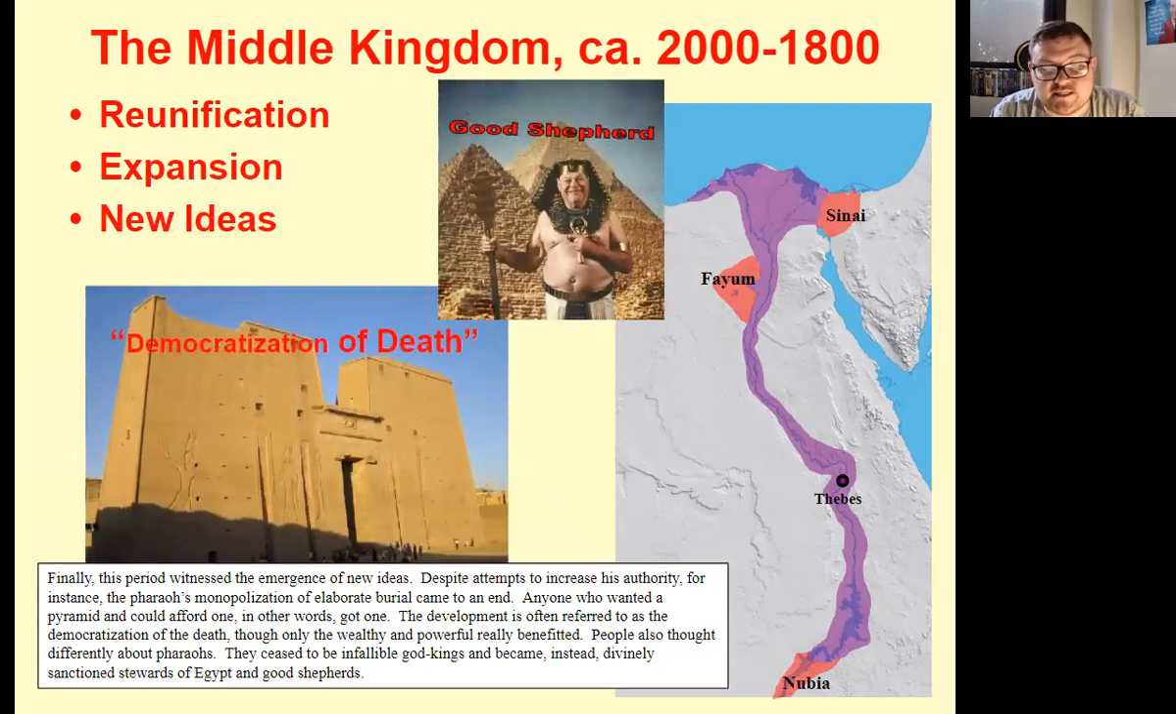Finally, this period witnessed the emergence of new ideas. Despite attempts to increase his authority, for instance, the pharaoh's monopolization of elaborate burial came to an end. Anyone who wanted a pyramid and could afford one, in other words, got one. This development is often referred to as the democratization of the afterlife. Though only the wealthy and powerful really benefited, people also thought differently about pharaohs. They ceased to be the infallible god-kings and became instead divinity-sanctioned stewards of Egypt and good shepherds for their people.